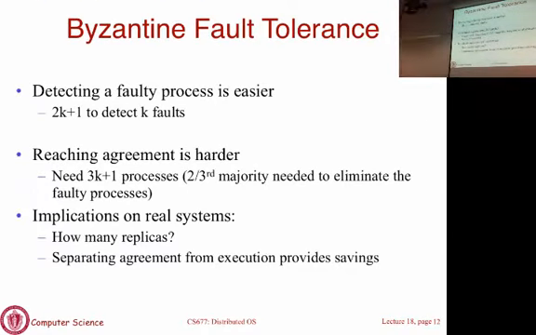Okay. So what this technique should also tell you is that just to detect a fault, you just need 2k plus 1, which is basically, I know I have 2 friends, one of them is lying. That's a much easier problem. But to detect a fault and get agreement, you need a 2/3 majority. Okay, that's why you need 3m plus 1 to isolate the liar and find the right response.